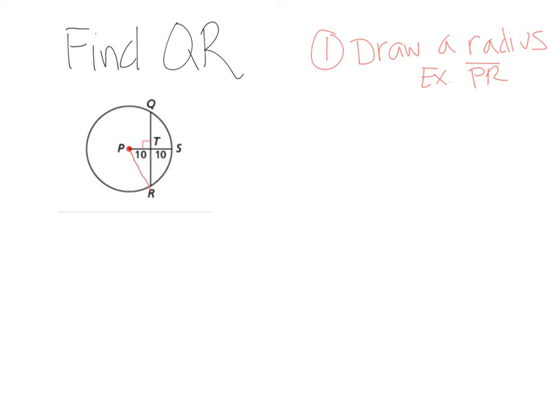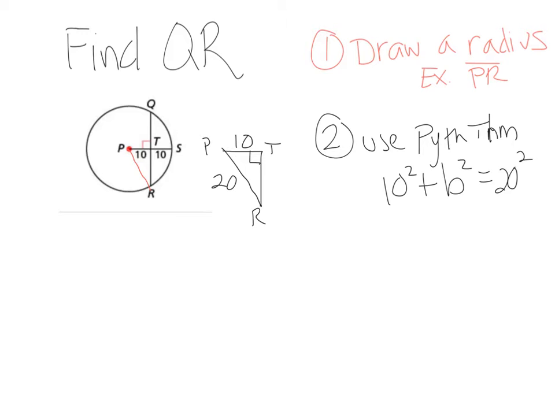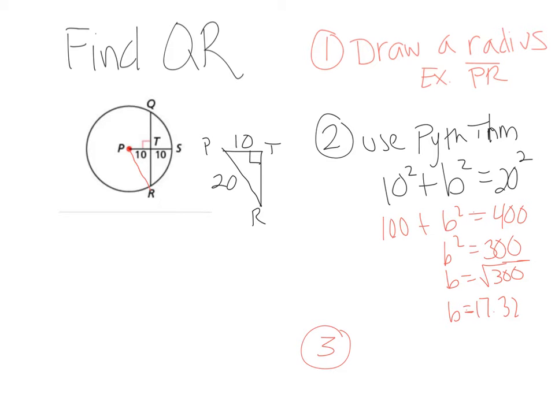Step 1, we're going to draw a radius that goes from the center to one of the endpoints. I chose PR in this case. Step 2, you're going to use the Pythagorean theorem, and I pulled out triangle PTR so you could see it a little better, to find the length of TR. I'm calling that B in this case, so I did A squared plus B squared equals C squared and solved for B. I got 17.32. You can keep the radical if you want as well, which was 10 radical 3. It doesn't matter which one you keep, either 10 radical 3 or 17.32.